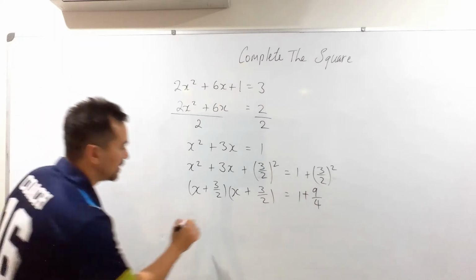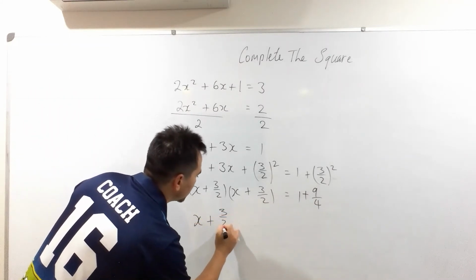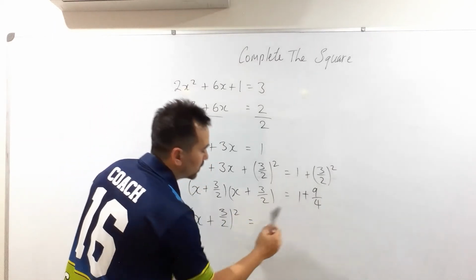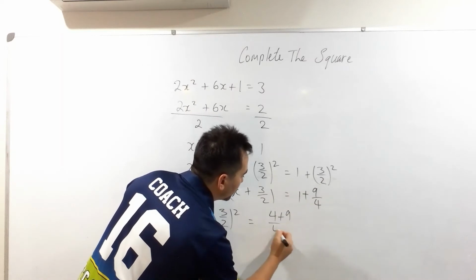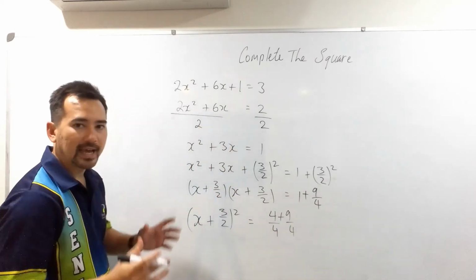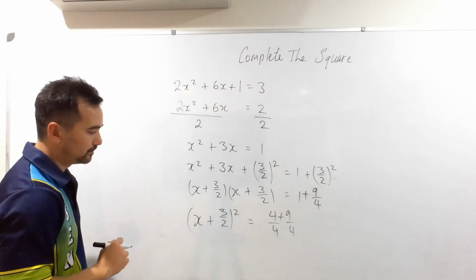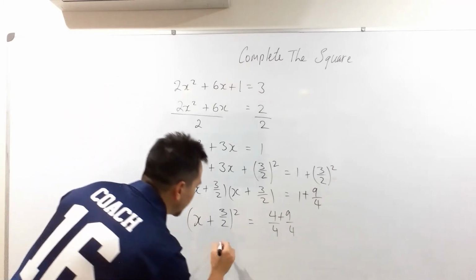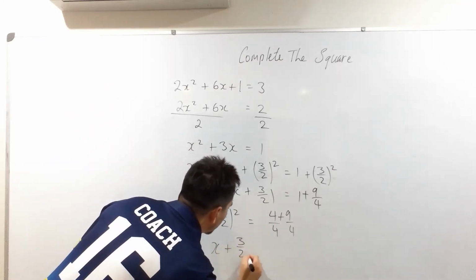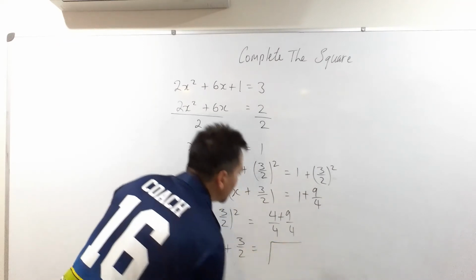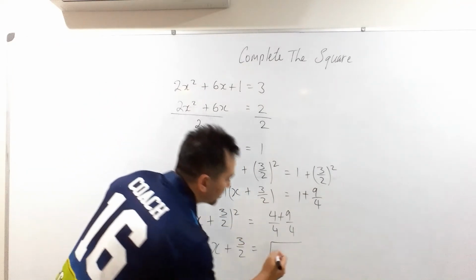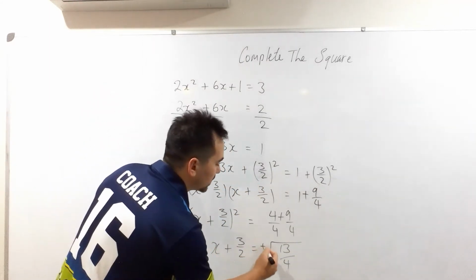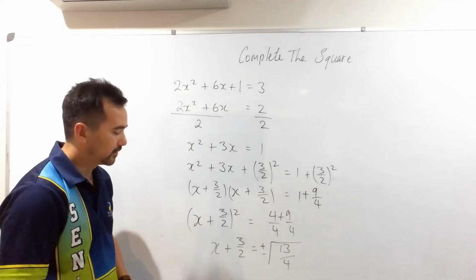Alright, let's keep going. So now we have x plus 3 on 2 squared is equal to, I'm going to convert that 1 into 4 on 4 so that we can add the two fractions and combine them together. Okay, the next thing is to get rid of this square right here, so let's square root both sides and we get x plus 3 on 2 is equal to the square root of 4 plus 9 is 13 on 4. And remember, whenever you take a square root, you get two answers, the positive and the negative.